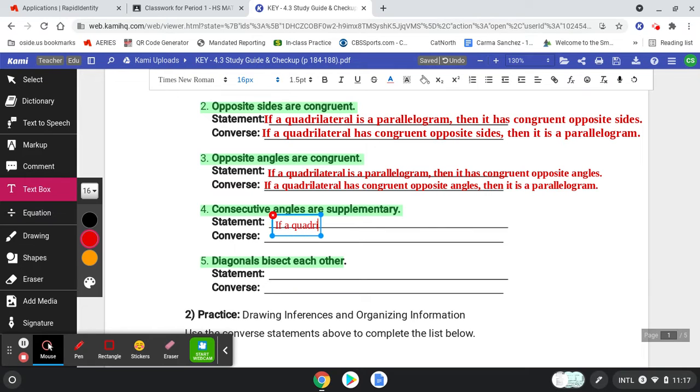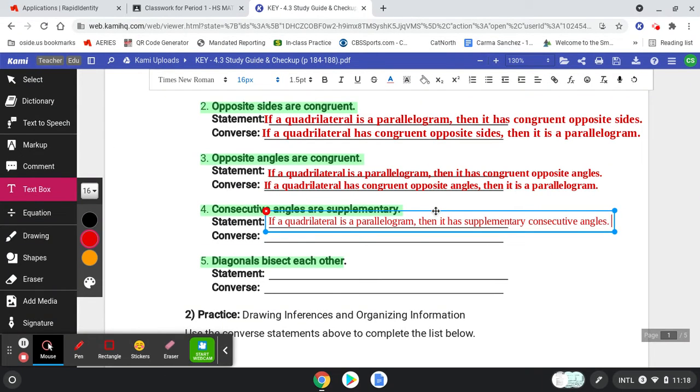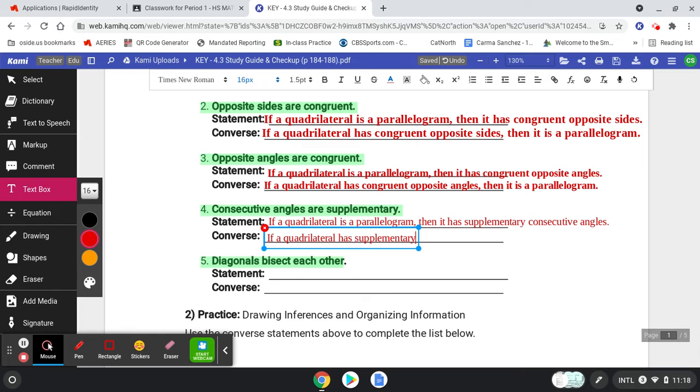If a quadrilateral is a parallelogram, then it has supplementary consecutive angles. And then in reverse, if a quadrilateral has supplementary consecutive angles, then it is a parallelogram.